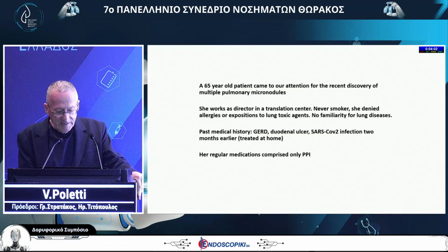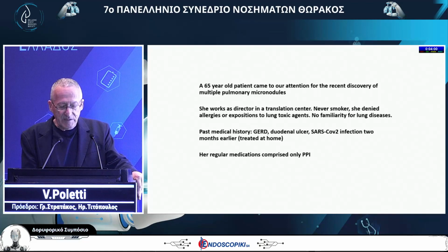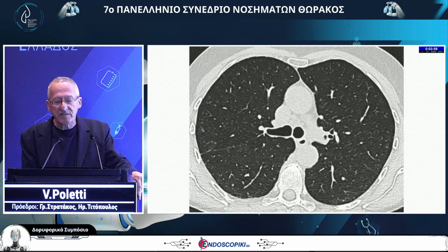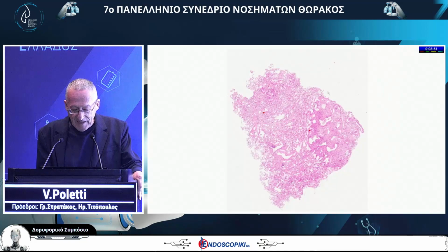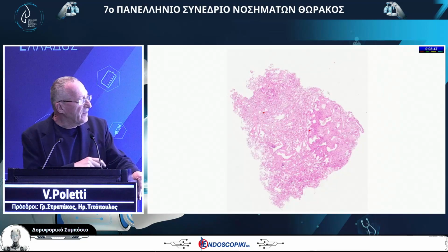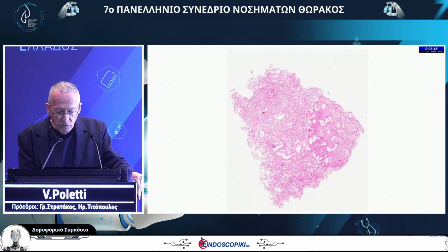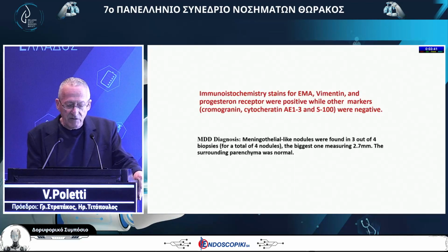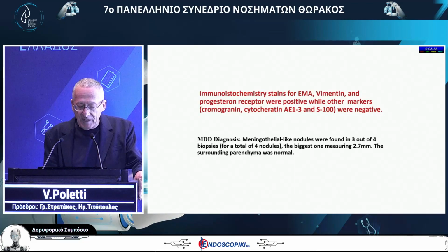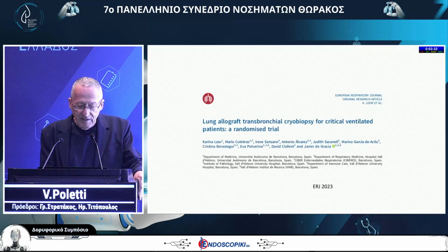27%. This is a case, a 60-year-old patient with very mild disease, and you see here some nodules, miliary nodules, and this is a diagnosis. You see here, and in the right part, there is a nodule, typical aspect of meningothelial cells, and the final diagnosis was meningothelial lung nodules or diffuse meningotheliomatosis.